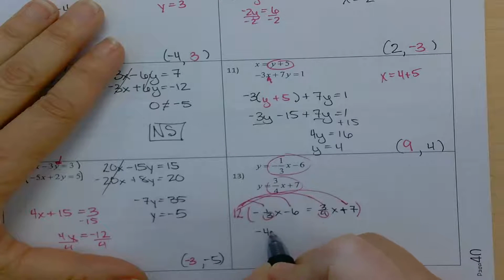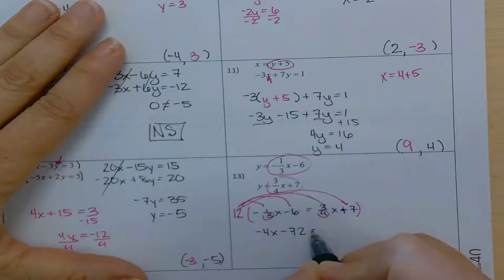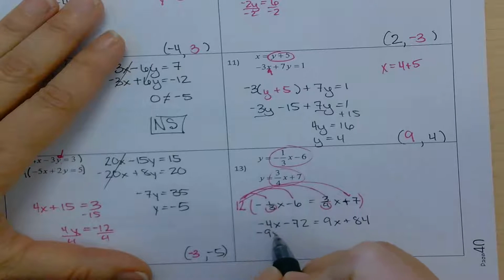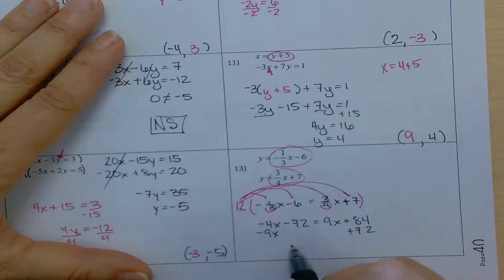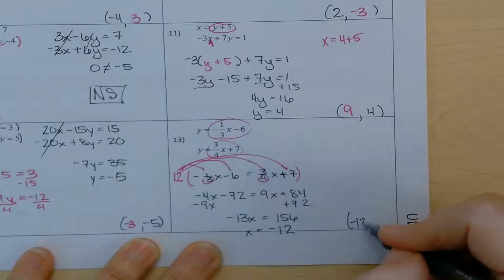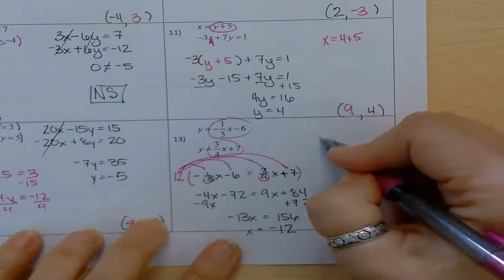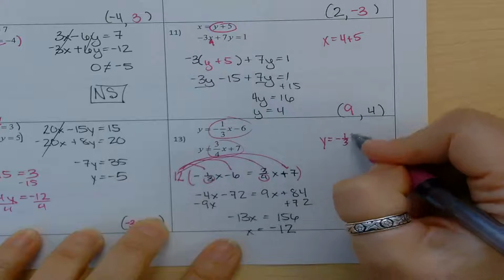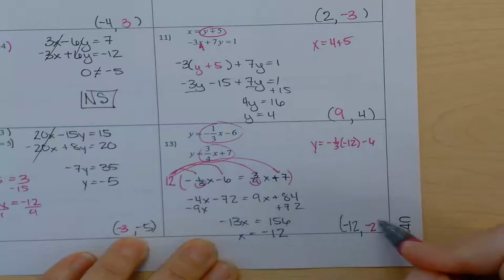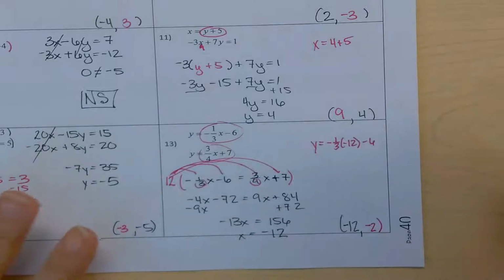And when I do, I get negative 4x minus 72 equals 9x plus 84. I'm going to subtract 9x over here and add 72 over here. I have negative 13x equals 156, so x is negative 12. So my front number is negative 12. It doesn't matter which one equation you plug it back into, but I have negative 1/3 times negative 12 minus 6. I think that's negative 2. Again, that's the point where the lines cross.